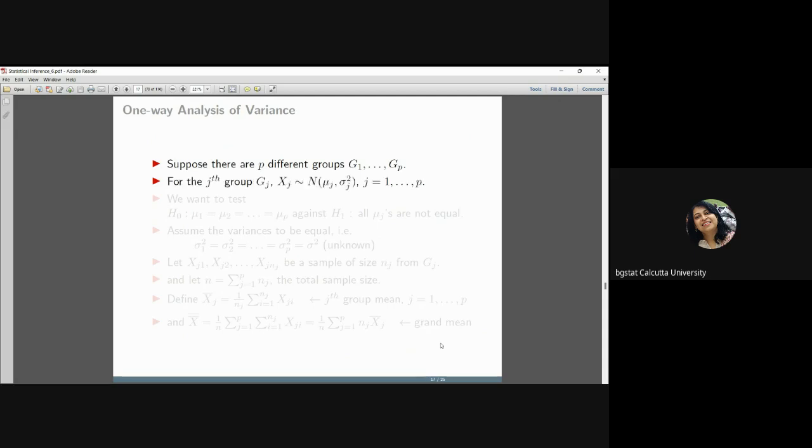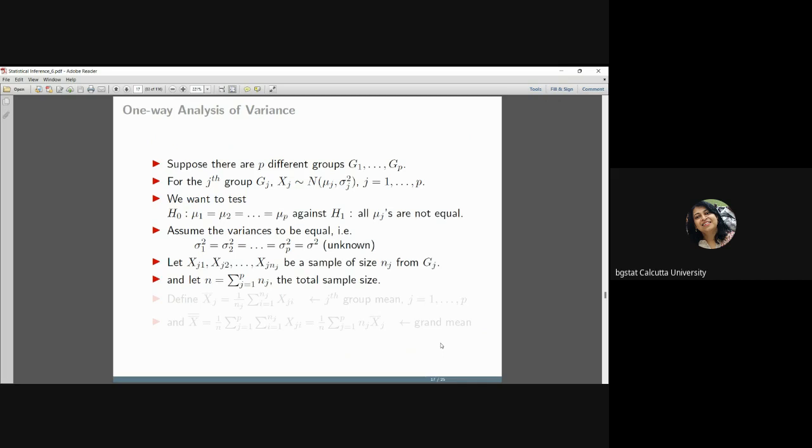Now we've been looking at the case of two populations. It is not necessary that we always want to compare two populations. We can easily think of a situation where we might want to compare, say, 5 populations.